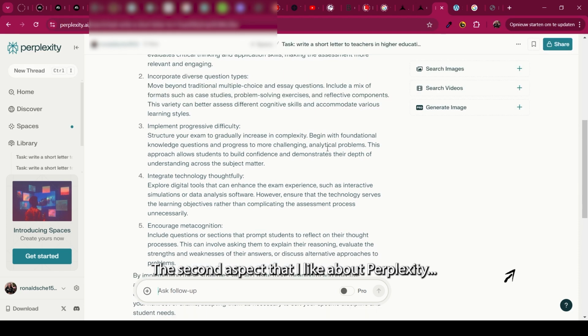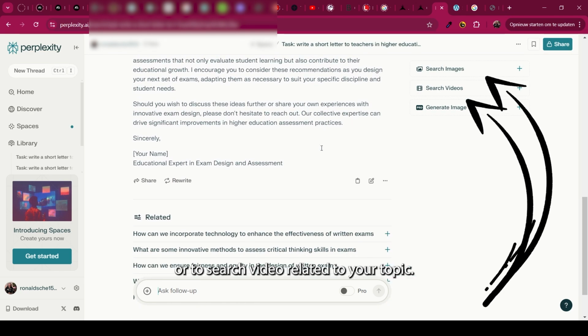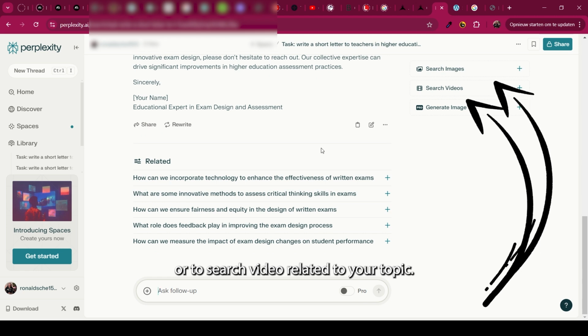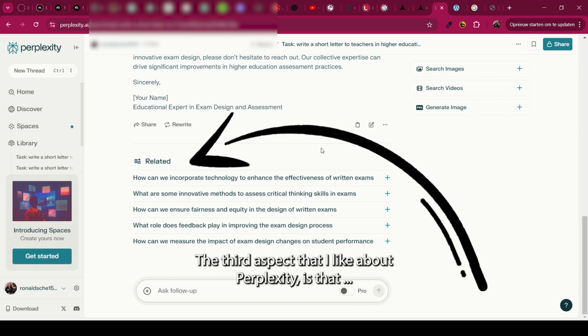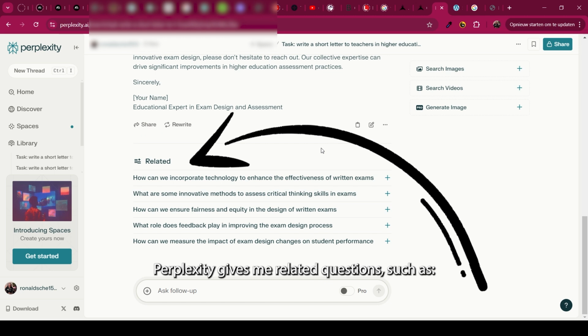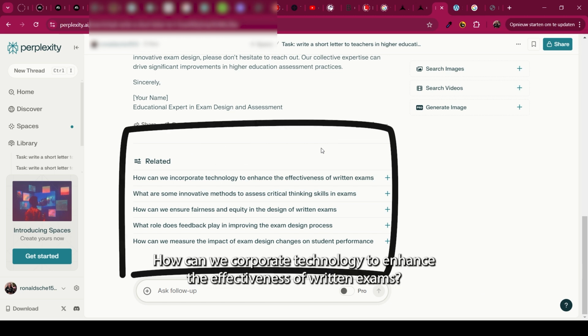The second aspect that I like about Perplexity are these options to search images or to search a video related to your topic. The third aspect that I like about Perplexity is that Perplexity gives me related questions, such as, how can we incorporate technology to enhance the effectiveness of written exams?